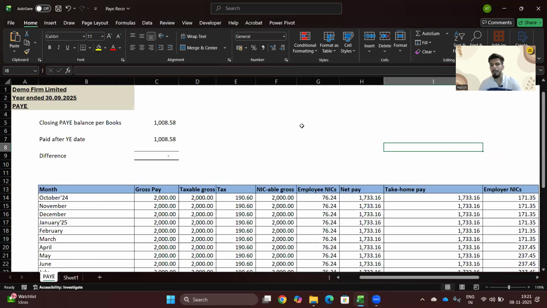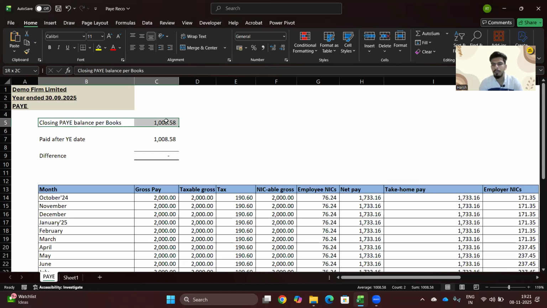So let me share my screen. Here we have Demo Firm Limited. Here we have the working paper of Demo Firm Limited, which has a year end of 30/9/2025, which means 30 September 2025 is the financial year end of Demo Firm Limited, right? We have the closing PAYE balance as per books. So this is my ending TB. This ending TB balance, 1008.58, is my trial balance reporting our PAYE liability, right?